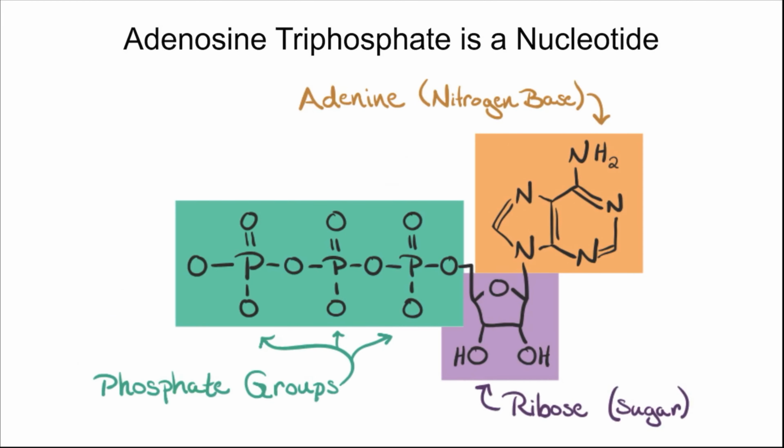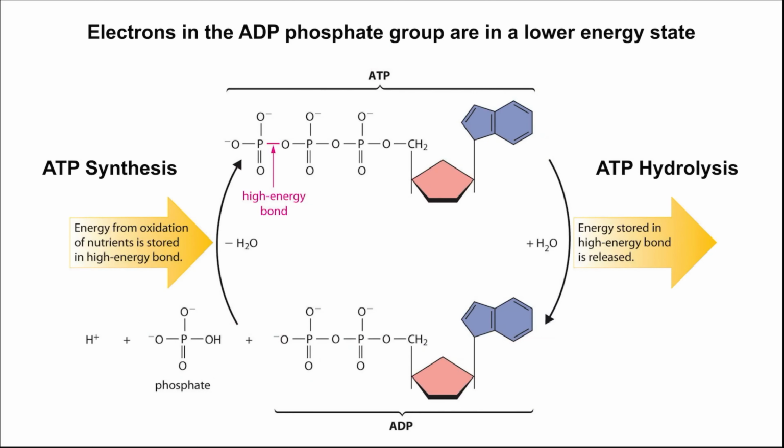Adenosine triphosphate is a nucleotide. Here you can see the phosphate groups on the far left. Notice how there's 3 phosphate groups. ATP also includes ribose, a sugar, and adenine, which is a nitrogen base. When a phosphate group is removed from ATP, it becomes ADP. In losing that phosphate group, ATP releases a lot of energy. That energy can be captured by living things in order to fuel their metabolism.